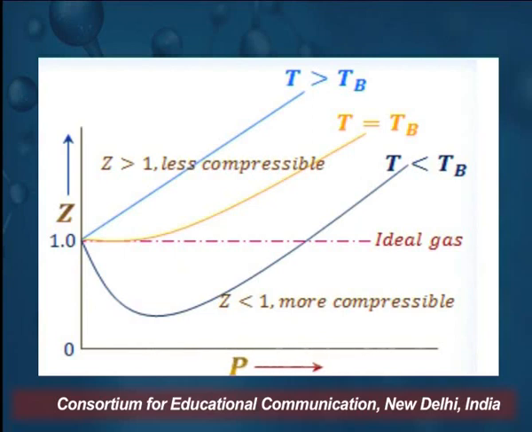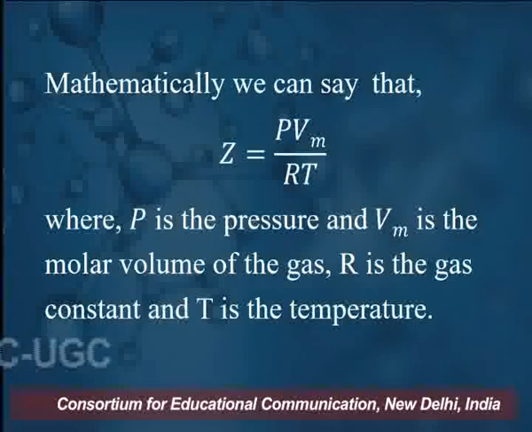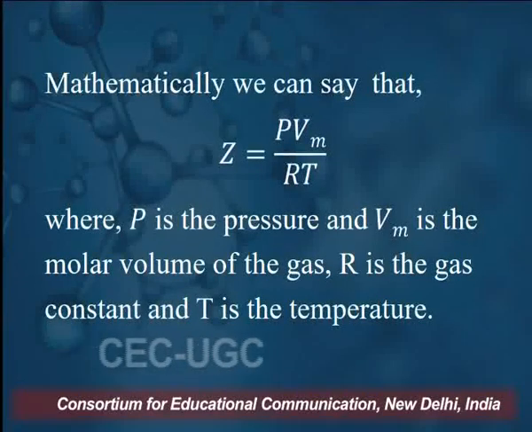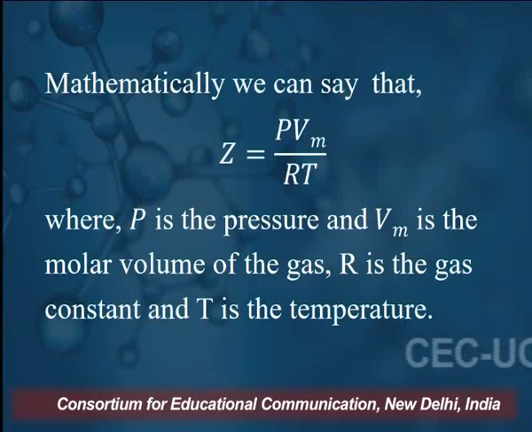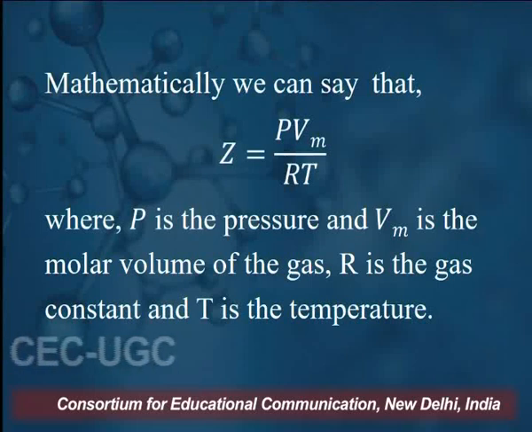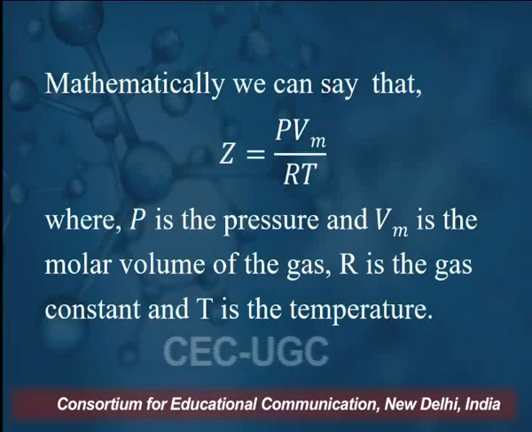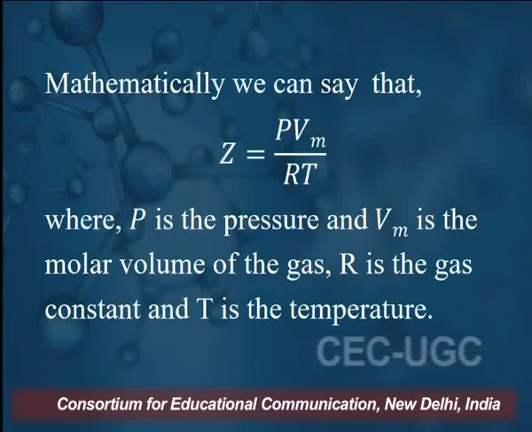This means the gas is more compressible. For temperatures greater than the Boyle's temperature, the compressibility factor is greater than 1, hence it is less compressible. Ideal gas is not showing any compressibility. So mathematically we can say that Z is equal to PVm by RT, where P is the pressure, Vm is the molar volume of the gas, R is the gas constant, and T is the temperature.